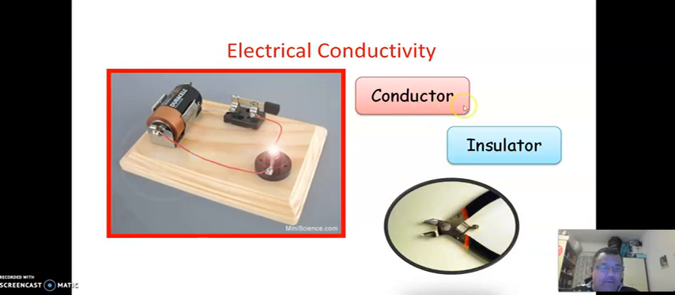So my metal part would be my conductor, and in the event that I do not want to be shocked, the handle will be covered with plastic, and that will be called an insulator. So what we learn from this is metal is a good conductor of electricity, and an insulator is a poor conductor. In fact, it doesn't allow electricity to flow through that particular material.